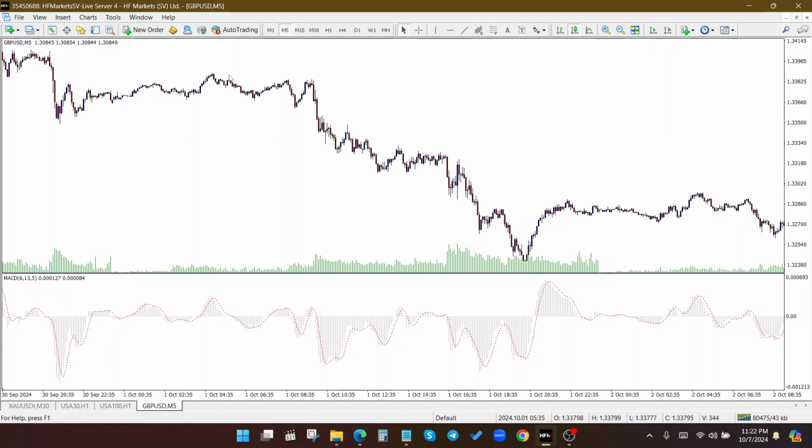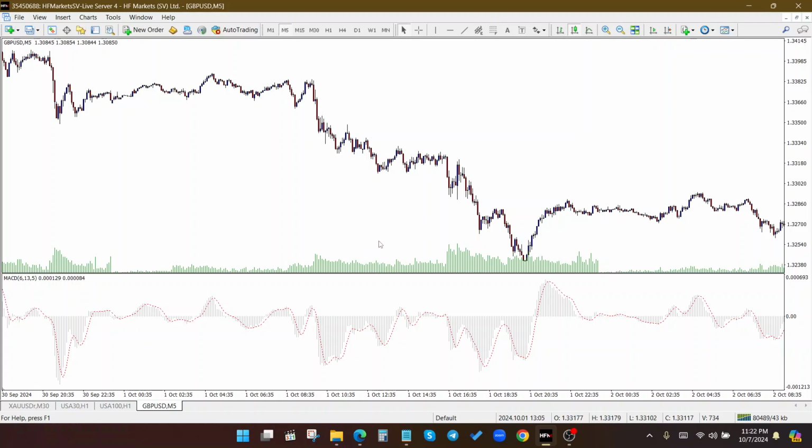So for example, in this trending market, we can see that the price was trending lower, it was a sell trend. You might want to use the MACD only during a trending market to reduce the chances of false signals, right? And then you might also want to wait for confirmations, right?